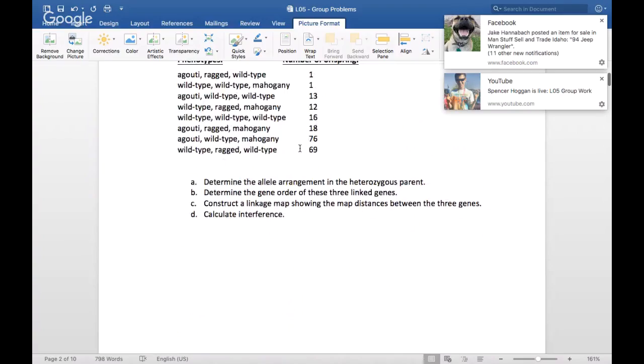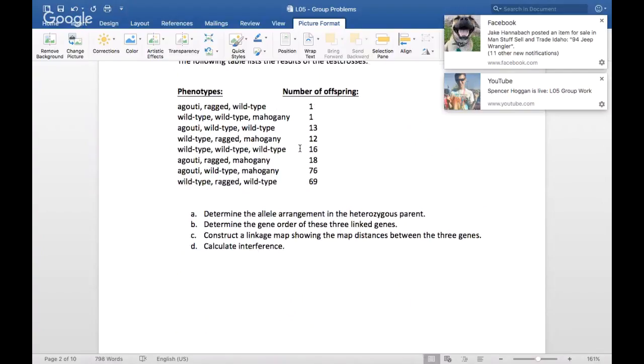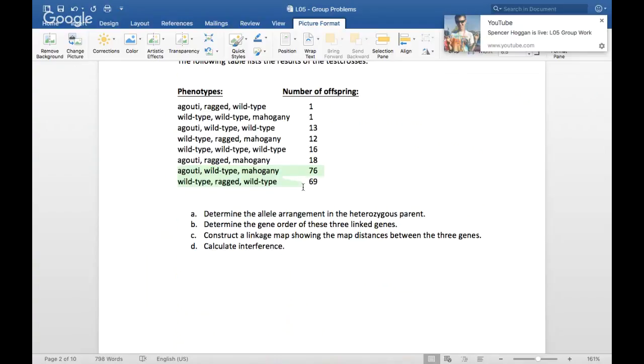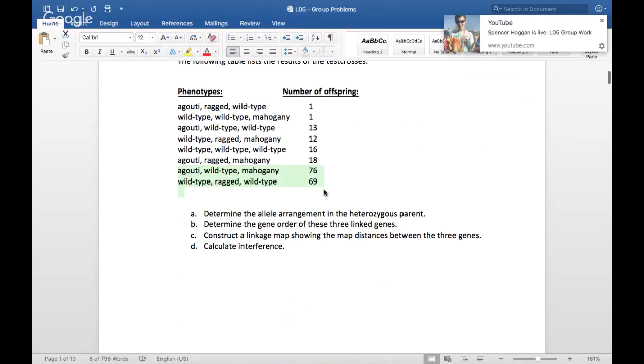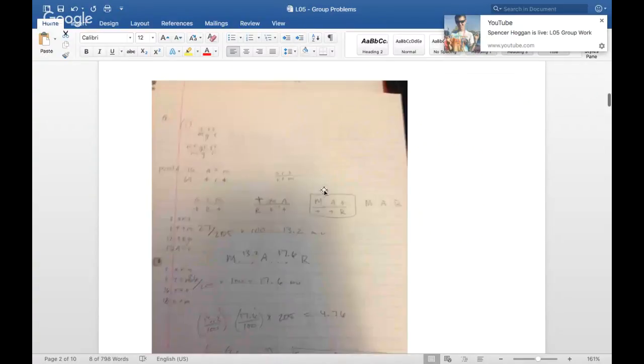We're going to start on number 1, which is the typical question that we've been working on this week. A is determine the allele arrangement for the heterozygous parent, which you're just going to take the parental offspring, which is the highest number. You're going to have these two down here at the bottom. Hopefully it's highlighting on your screen like it is on mine. I'll go down to my work. Right here it's kind of blurry because I have an iPhone. Anyway, that's how you'll do step 1. You'll just use the parental.